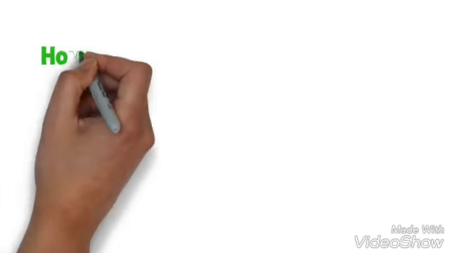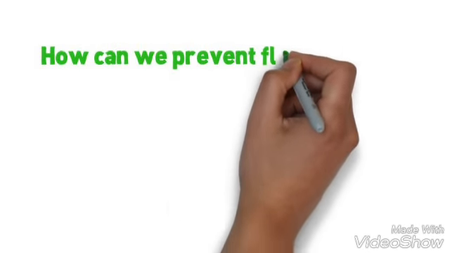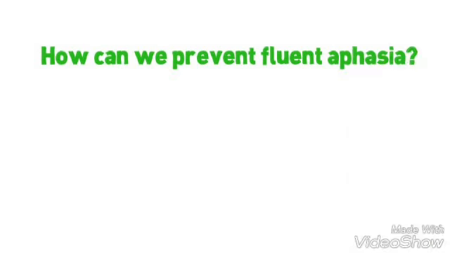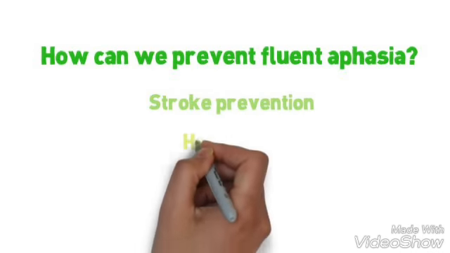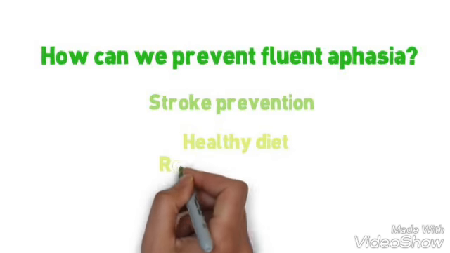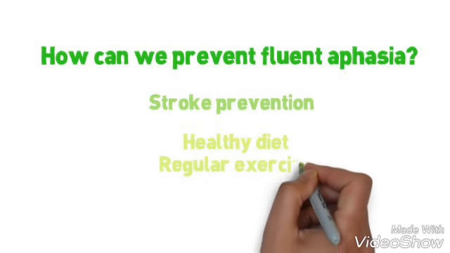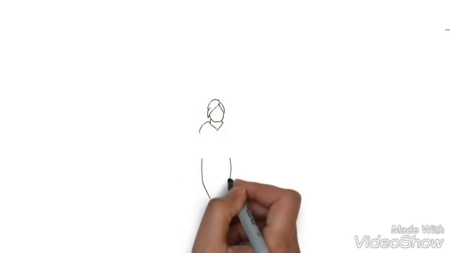How can we prevent fluent aphasia? The best prevention is a healthy lifestyle to prevent a stroke from occurring. A good diet and regular exercise can go a long way in keeping the body and brain healthy. The good news is that treatments for this disorder are available.